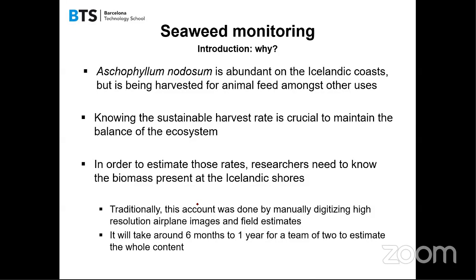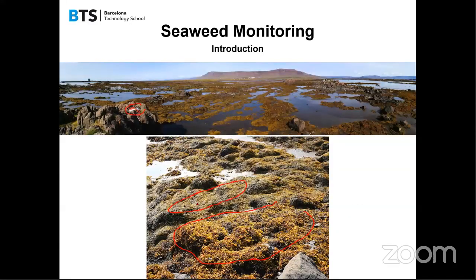And usually, in a traditional manner, this accounting was done manually. What I mean by manually is that someone will fly with a plane around here and look at all the types of seaweed that are there, and there will be someone at a computer doing exactly this. Okay, so this is one type of seaweed. This is another type of seaweed.